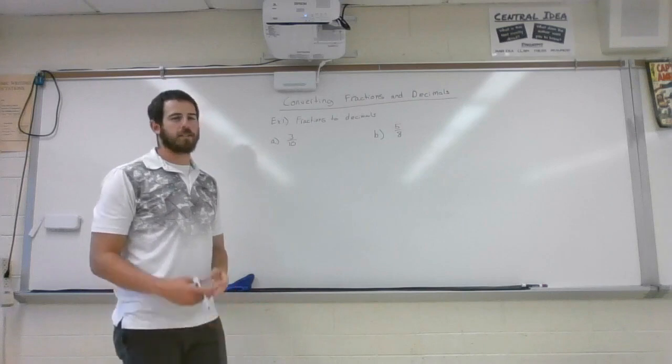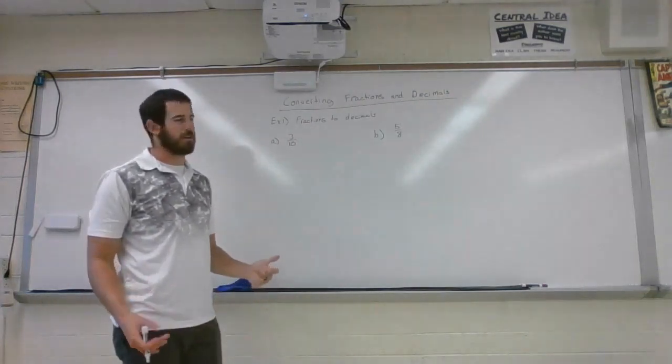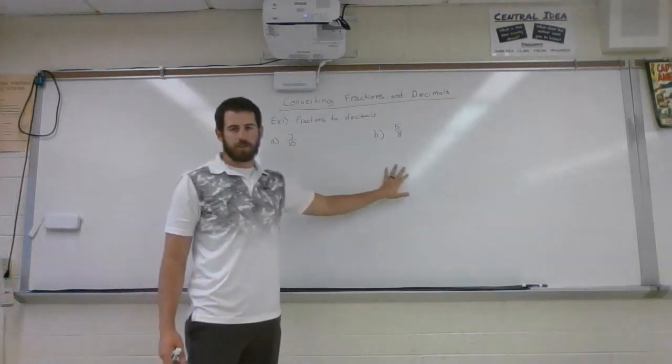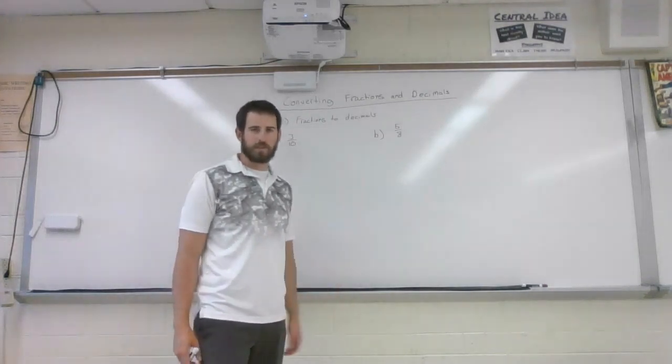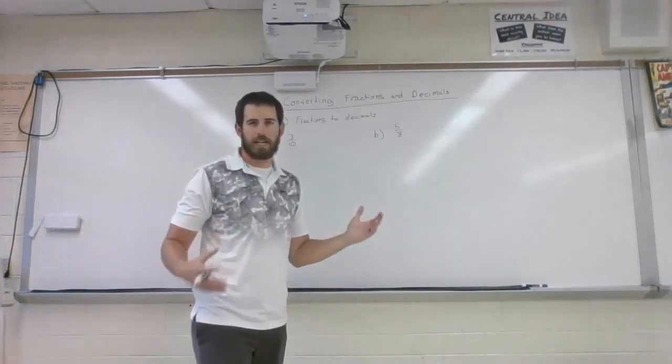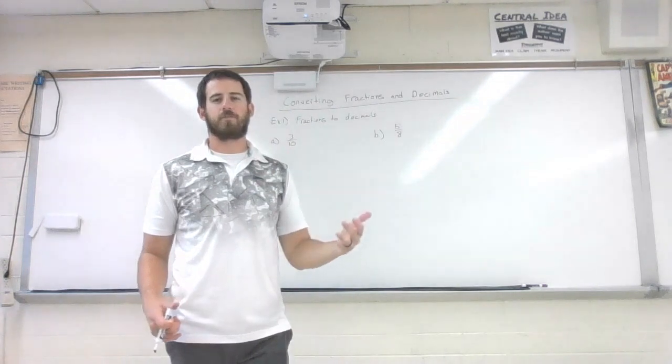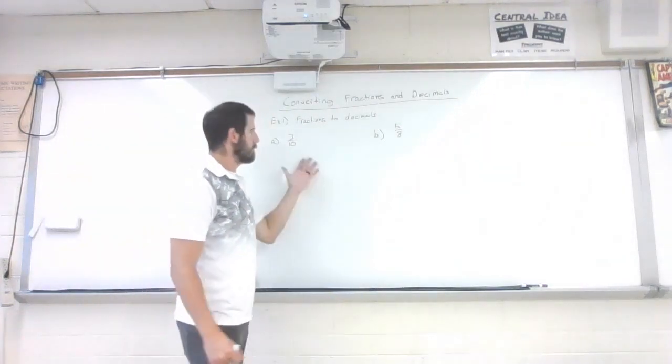But the easiest way to do this is simply long division. It's not going to be too long of division. The most you'll ever get is 3 decimal places, and they're not going to be huge numbers. I'm not going to make you divide 37 by 61, something like that. You notice these are pretty small numbers.